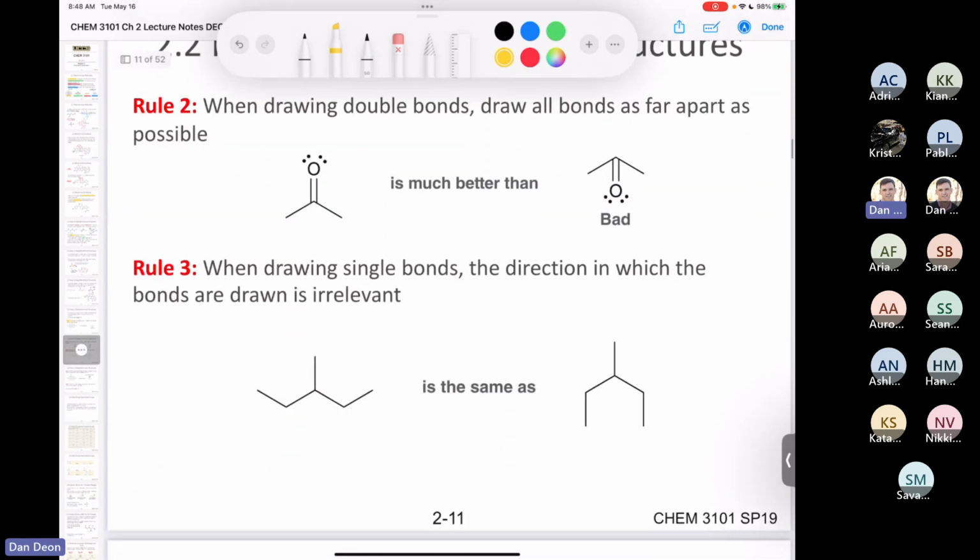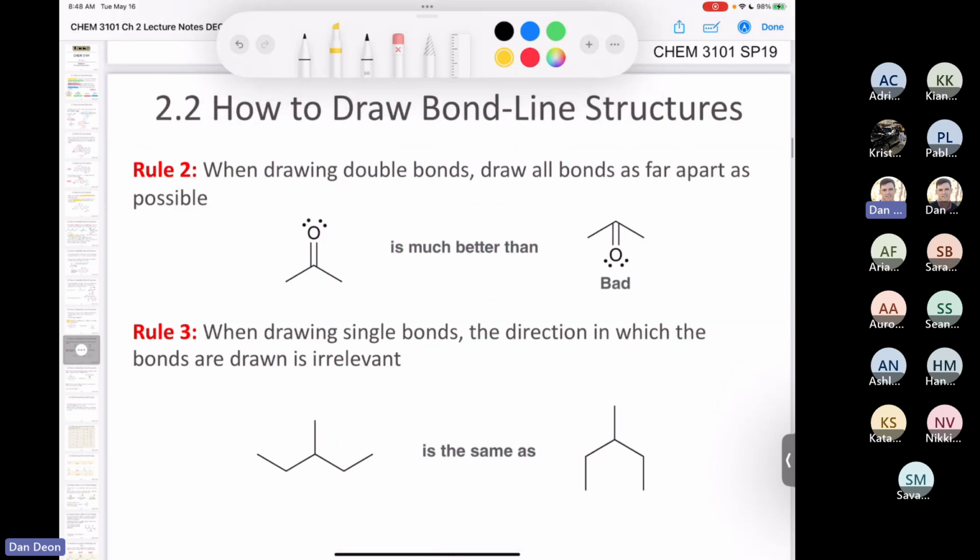The next rule is if you have a double bond, you try to draw everything as far apart as possible, right? And the reason why you want all the bonds as far apart as possible, that's based off of VSEPR, valence shell electron pair repulsion theory, right? Electrons want to be as far apart from each other as possible. And so this is kind of funny looking, but if you have a double bond and 2 singles, you want them to be as far apart from each other as possible. The next rule is when you have single bonds, the direction is really irrelevant. I try to spread them out as much as possible, but these 2 structures down here, they're identical to each other. Both of them are perfectly correct.